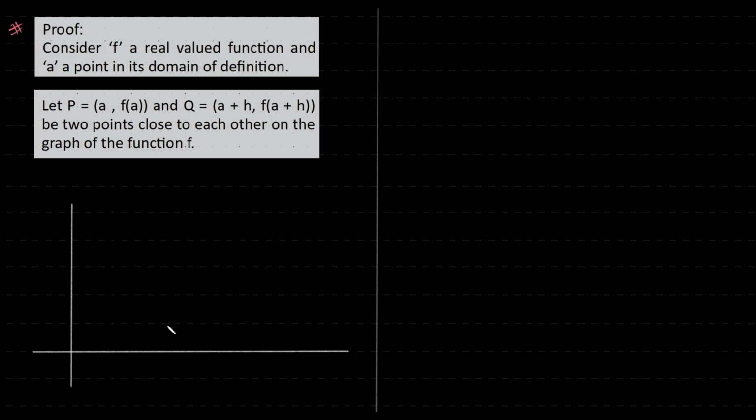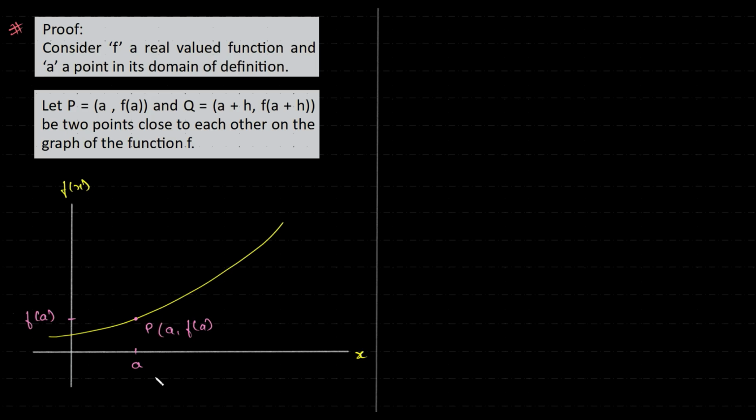So we are considering a function f, say we move something like this. That's a graph of the function. It's a real valued function. That is, the output is a real number. So that's your f of x, and that's your x. And let a be a point in its domain of definition. So we have a point A, say over here. And let point P be a comma f of a. So this is your f of a. And this point is P, a comma f of a, and Q is a plus h.